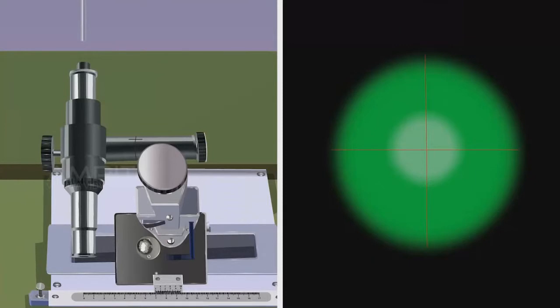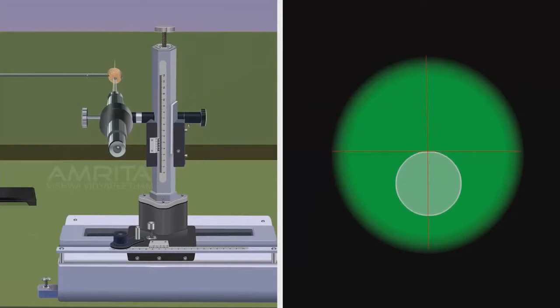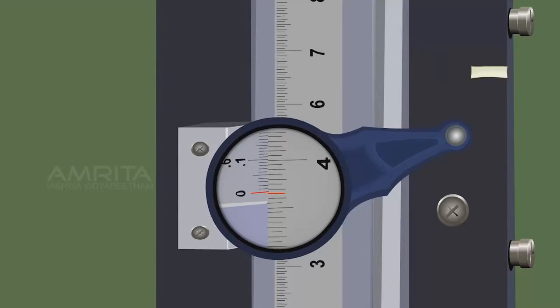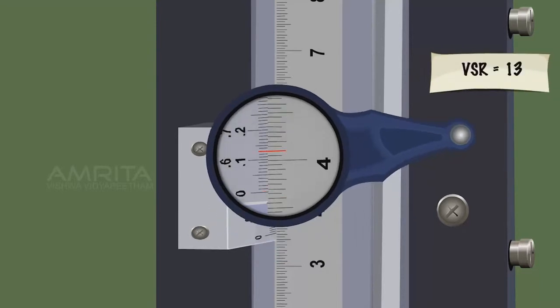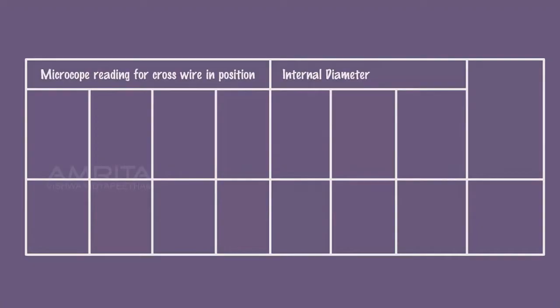Focus the binocular on the end dipped in water by rotating the left screw on the binocular in anti-clockwise rotation so that the inner circle is clearly visible. Adjust the fine adjustment screw on the top so that the horizontal cross wire rises up and touches the inner circle at B. Note down the main scale reading and vernier scale reading. Calculate the total reading. Record the total reading in a tabular column.